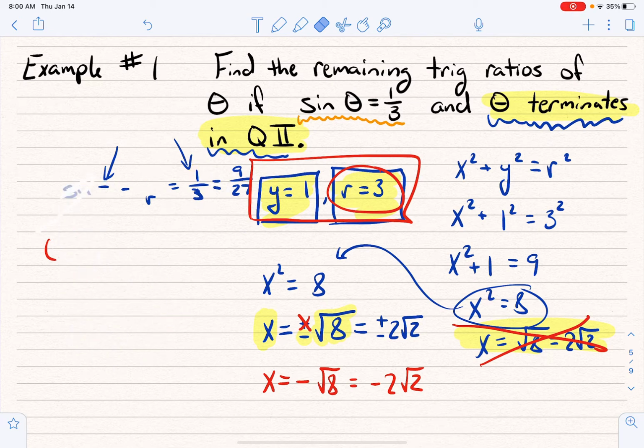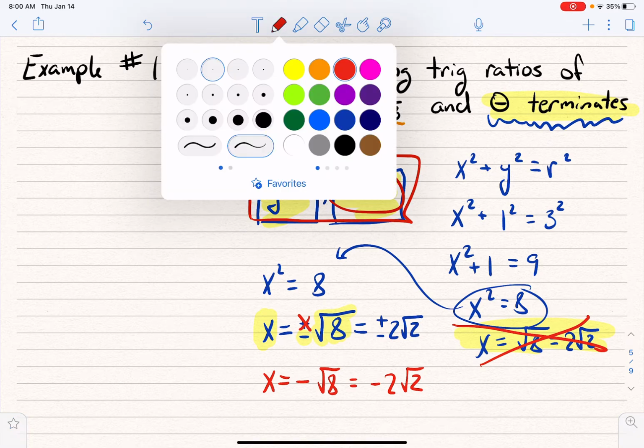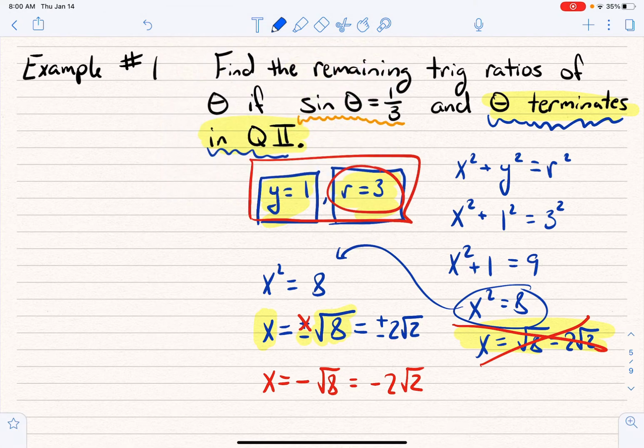Make this a little bit easier to put some other stuff here. Okay, and so now what I'm going to do is write all the other trig ratios. And that should be pretty easy. We know that sine theta is 1/3. So therefore cosine theta, which is x over r, in this case is going to be negative 2 times the square root of 2 over 3.